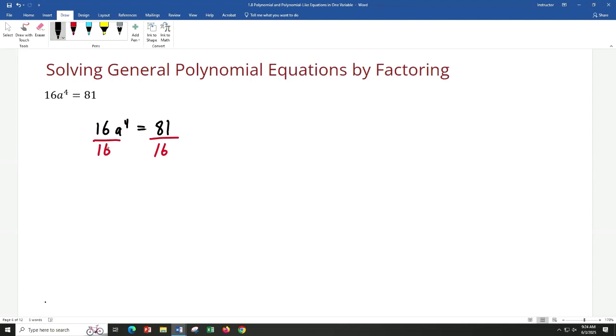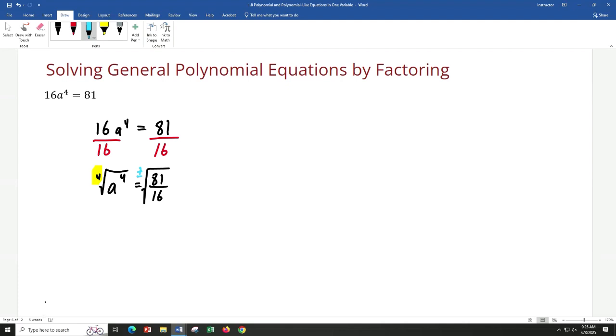So notice I divide off the 16, that reduces it out on one side, and then I'm left with a to the fourth is equal to 81 over 16. To get rid of a fourth power, I'm going to take what? Fourth root. Because this is even. Now you've always done it with square roots, but anytime you have an even root, you're always going to have to make sure to add in your plus or minus.